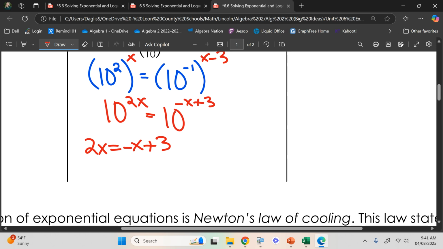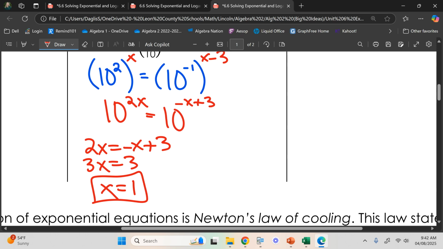All right, I'm going to add my x over here, divide both sides by 3. We get x equals 1. 2 times 1 is 2. My other side, negative 1 plus 3 is also 2. So we get 10 squared equals 10 squared. Yeah, cool. So it's nice when you can make them match.